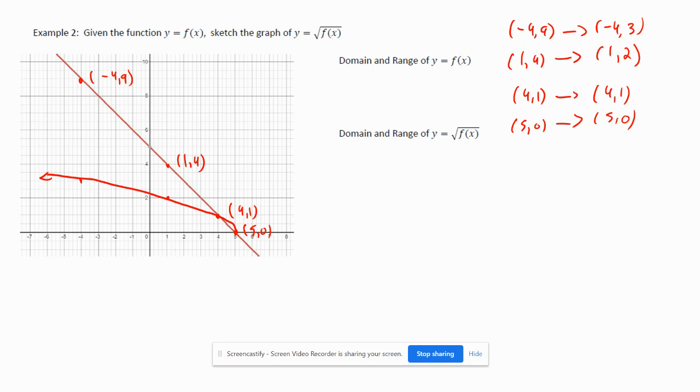The domain of my original function was from negative infinity to infinity, and the range of the original was also negative infinity to infinity.